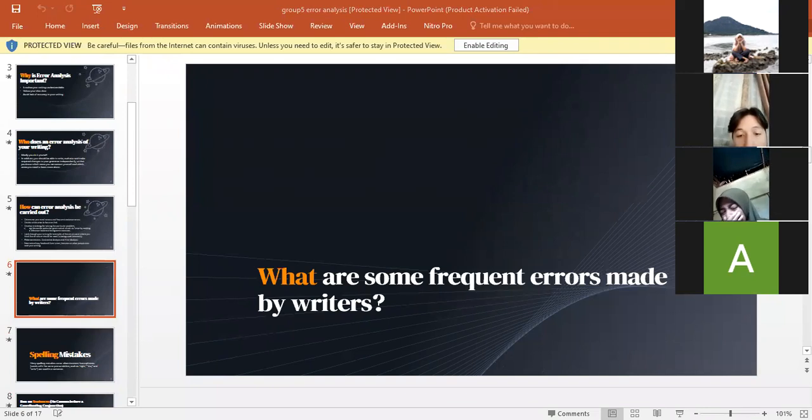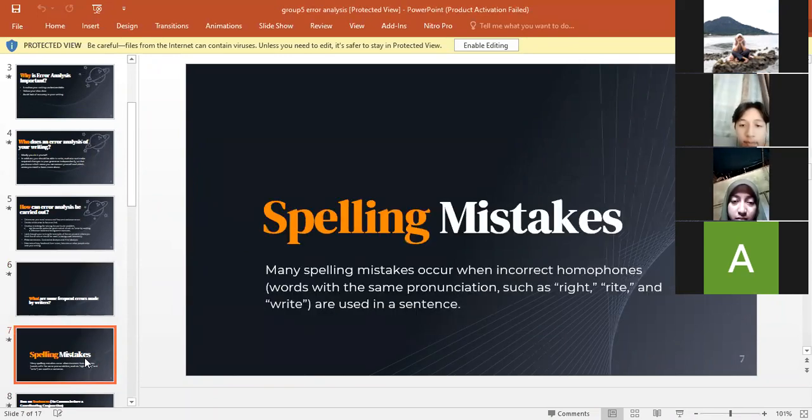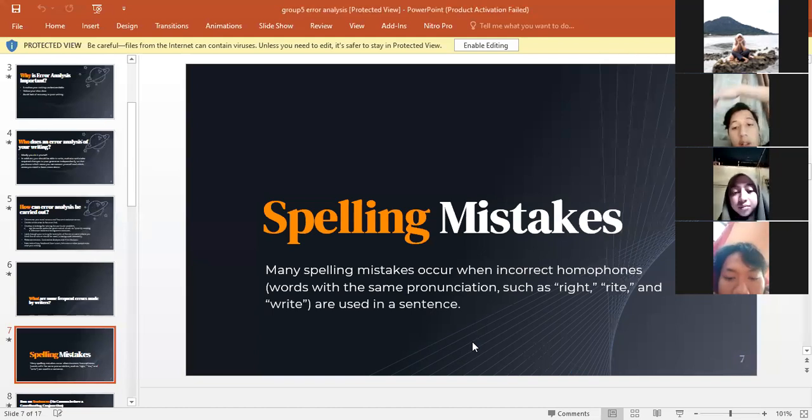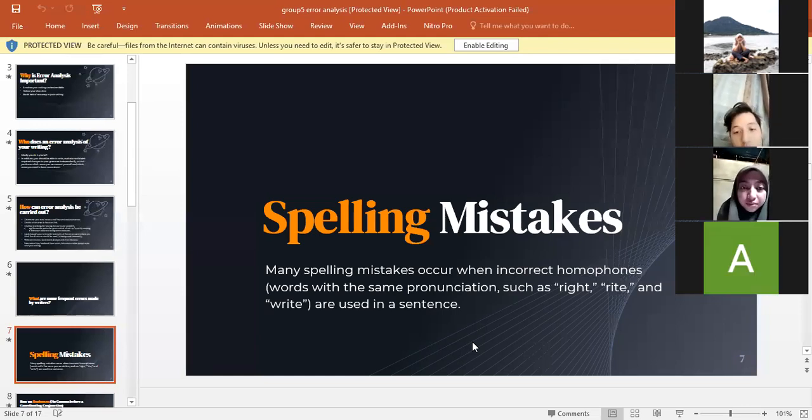Next, what are some frequent errors made by writers? Next step. Spelling mistakes. Many spelling mistakes occur when incorrect homophones are used in a sentence. So what is a homophone? Homophones are words with the same pronunciation, such as right, write, and rite, then and than.